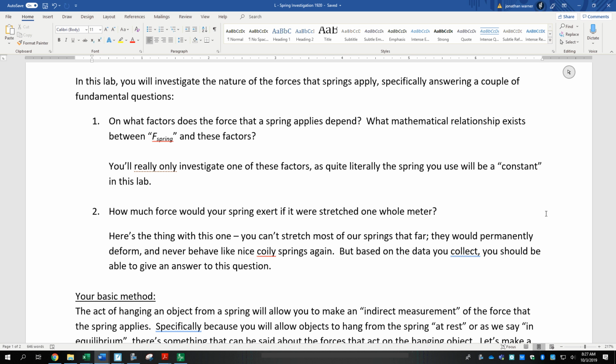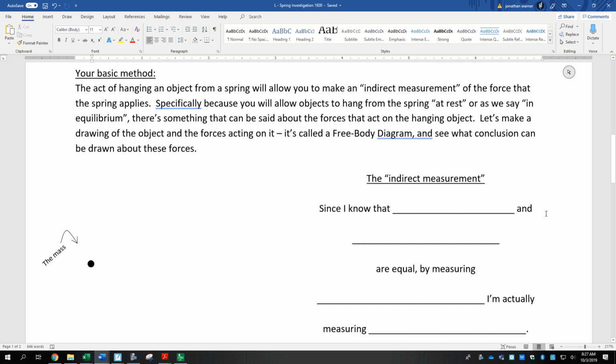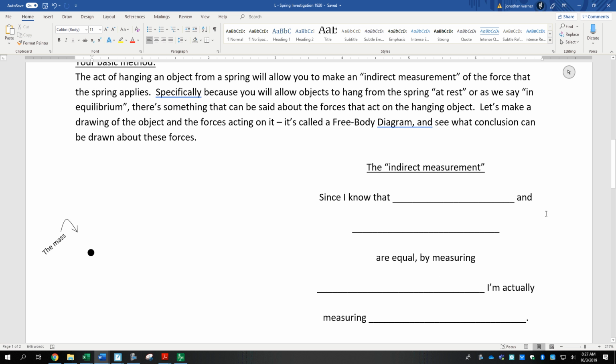Even with that said, you can't stretch them a whole meter, but based on the data you collect, you're going to be able to extrapolate and tell me, if it was stretched a whole meter, here's what would happen. And specifically, here's how much force the spring would apply. Now, here's what you're going to do. Notice we have the springs hanging from the ceiling, and the nice thing about that is we can hang things from the spring.